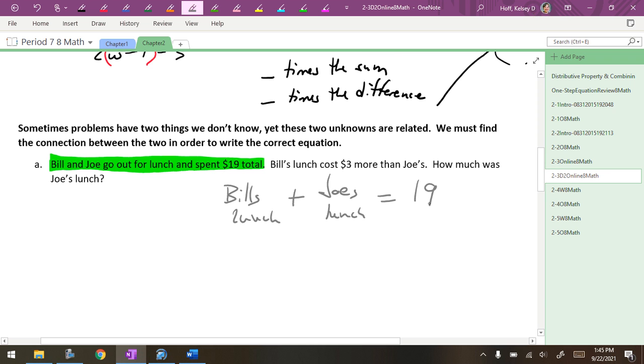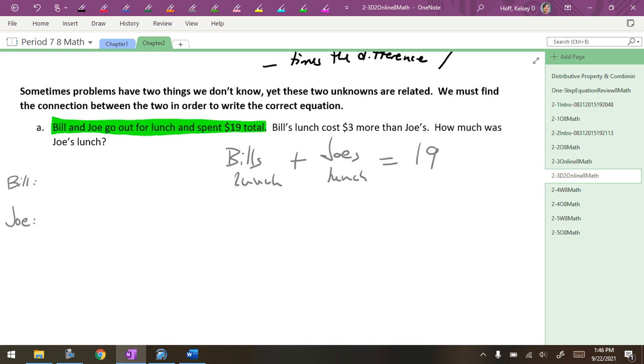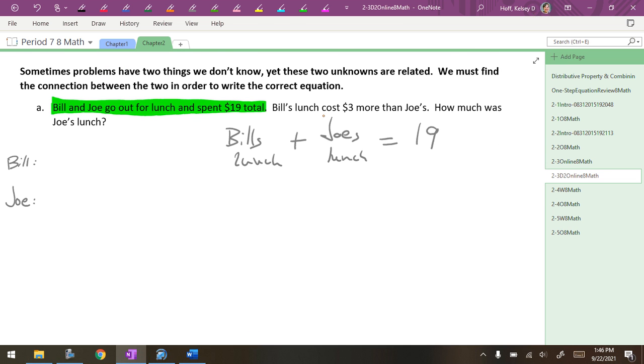Now, what you wrote right here are the unknown pieces. I don't know what Bill's lunch was, and I don't know what Joe's lunch was. So I'm going to write those off to the side, because we're going to need to represent these through variables and expressions. So this goes on to say, Bill's lunch costs $3 more than Joe's. Do we know how much Joe's lunch was? Nowhere does it tell us how much Joe's lunch was. It's kind of like our unknown, right? So Joe is going to be the X, our unknown.